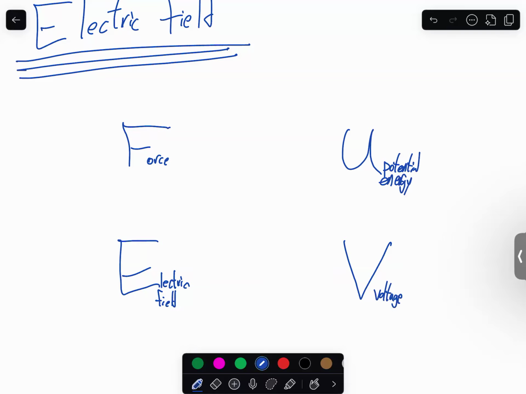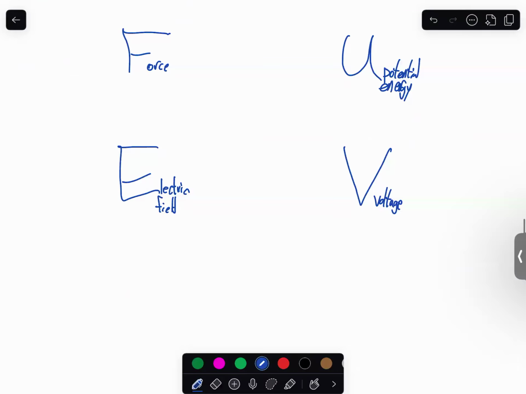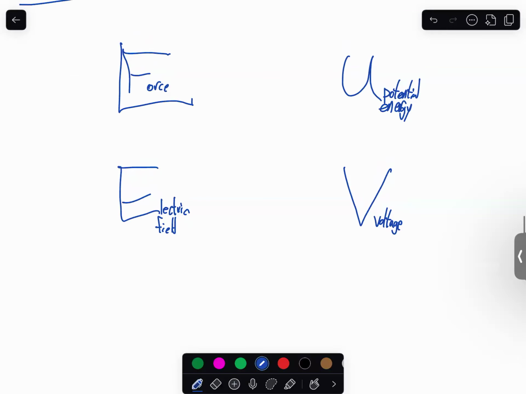Last semester, you saw force. We did force up the wazoo. Potential energy, we didn't do that nearly as much, but you saw it. This semester, we spent a bunch of time on voltage. What we haven't done is, well, I know what we're doing now, electric field. All four of these things are related very closely. I will go ahead and put the electric field relationships on now, and we'll come back to the others.